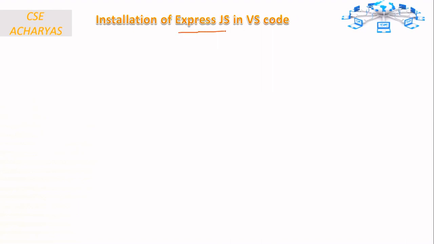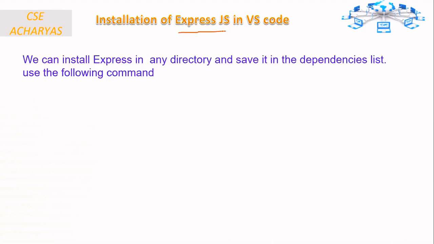Installation of ExpressJs in Visual Studio Code. ExpressJs and Node.js are used for backend development. We can install Express in any directory. So you can select the directory. Go to the respective directory and save it in the dependencies list using the following command. We have to type this command in the Visual Studio terminal, npm install express.